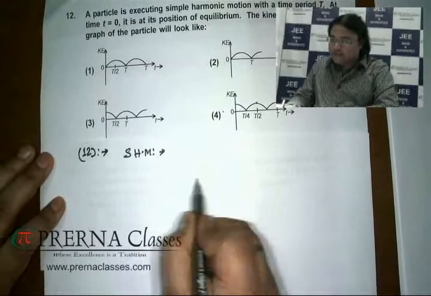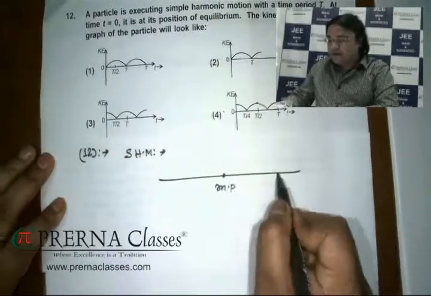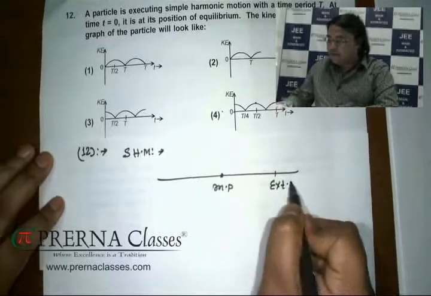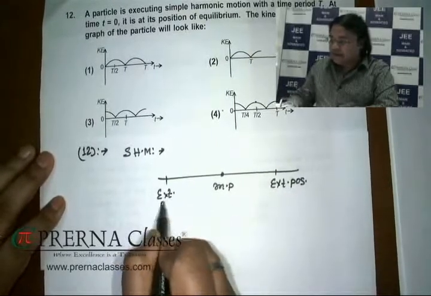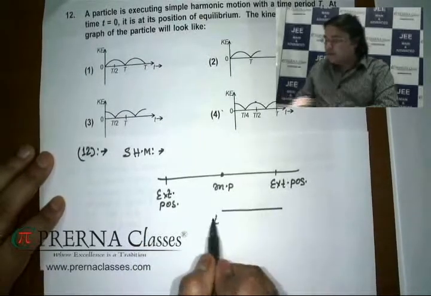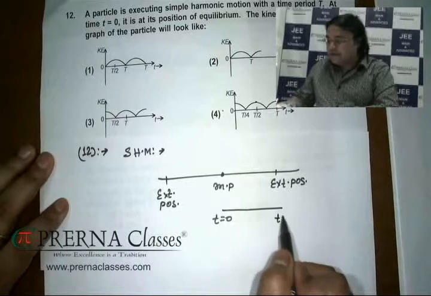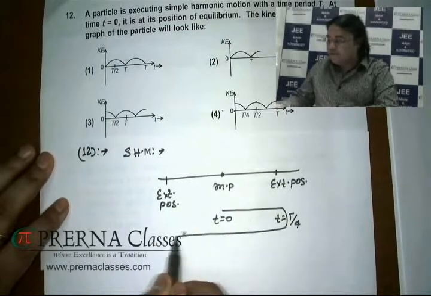Okay, next question, that means the 12th one. It is based on the chapter SHM. In SHM, if we consider linear SHM, here it is the mean position, and this is the positive extreme position and this is the negative extreme position. Okay? So in one oscillation, it is at t equal to 0 and it is at t equal to T by 4.